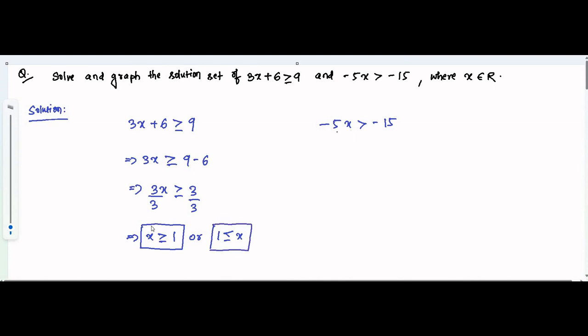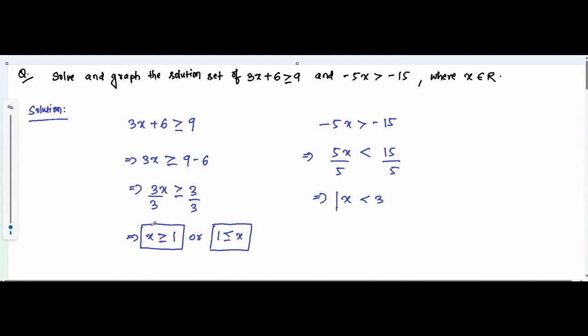Here it is very simple. We will use the law in which if we change the sign on both sides of the inequation, then the sign of inequality reverses. So here if we change minus 5x to 5x and minus 15 to 15, this greater than sign will change to lesser than. Then when we divide both sides by the same positive number, 5, we have x lesser than 3, okay, x is lesser than 3.